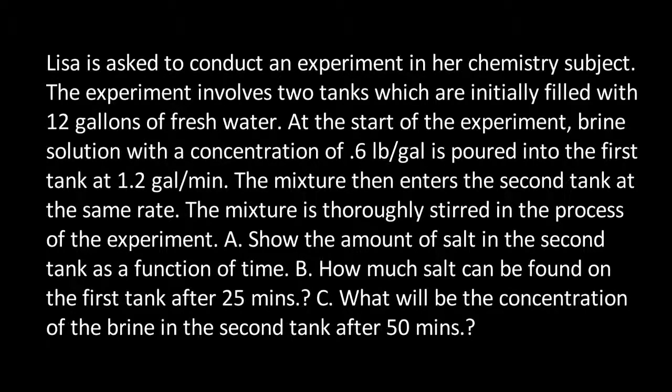Lisa is asked to conduct an experiment in her chemistry subject. The experiment involves two tanks which are initially filled with 12 gallons of water. At the start of the experiment, brine solution with a concentration of 0.6 pounds per gallon is poured into the first tank at 1.2 gallons per minute. The mixture then enters the second tank at the same rate. The mixture is thoroughly stirred in the process of the experiment.